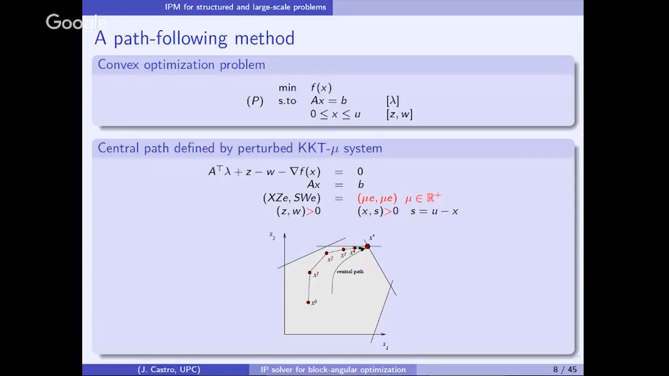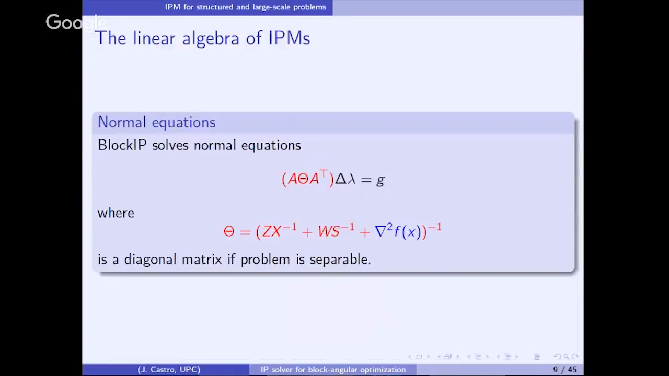Anyway, from a computational point of view, what's the difficult part? The difficult part is that to move from x0 to x1 to x2, we have to solve a system of equations to obtain the direction of movement. That's the only interesting part for this talk. So the system of equations, it's that.